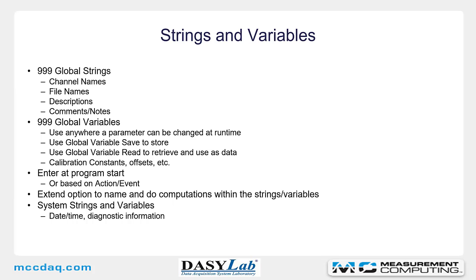In addition to the user-defined strings and variables, DASYLab has system strings and variables. These include information like the date and time, diagnostic information, the name of the worksheet, other information that is generally available and that DASYLab knows. One thing to note, global variables and strings are global to the program, to the worksheet that's loaded. So if you have a global variable or a global string defined, any part of the program, any part of your worksheet will have access to that information.